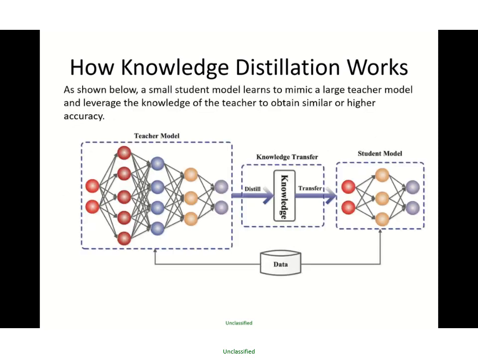From the visual representation here, a small student model learns to mimic a large teacher model and leverages the knowledge or the output of the teacher model to obtain similar or higher accuracy outputs. As shown, the teacher model is trained and then its outputs are distilled and transferred as inputs into the student model.